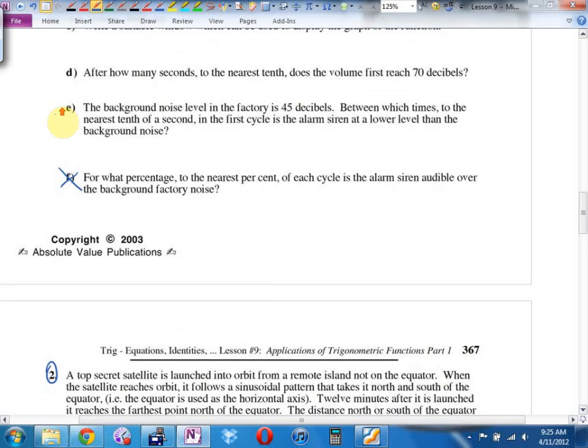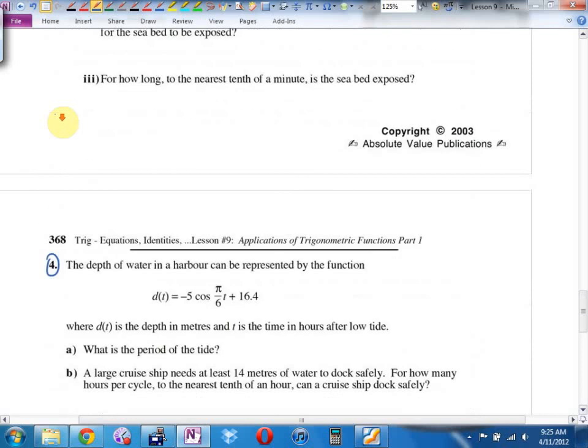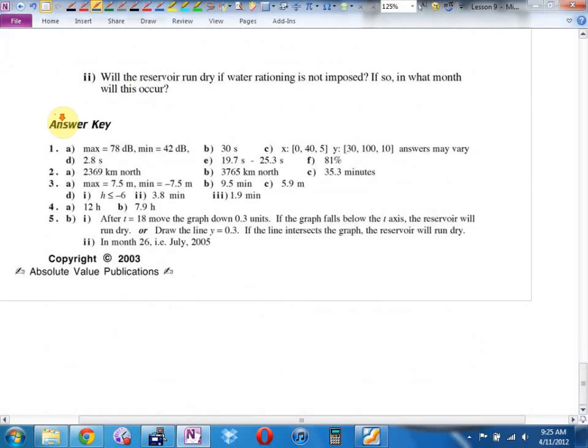So right now, 1, 2, 3, 4, skip five. Okay. You've got a take home quiz as well. We've got one more quick thing to show you.